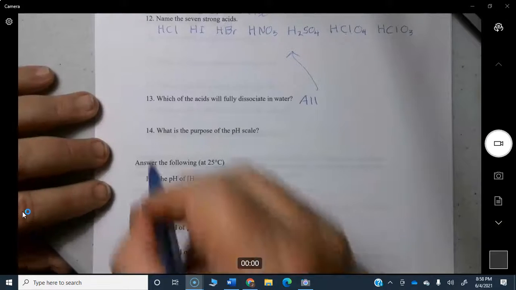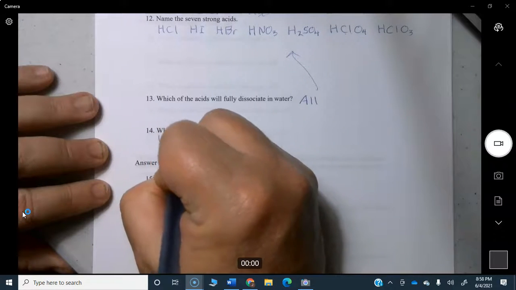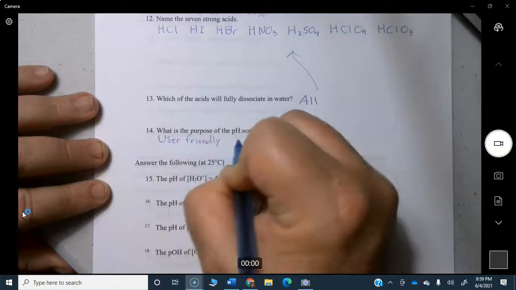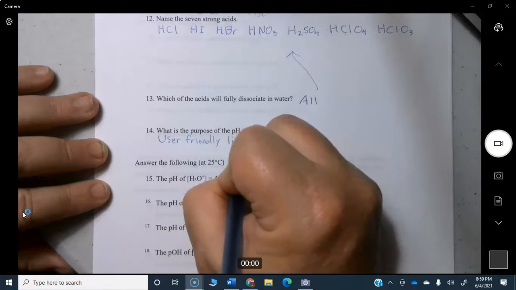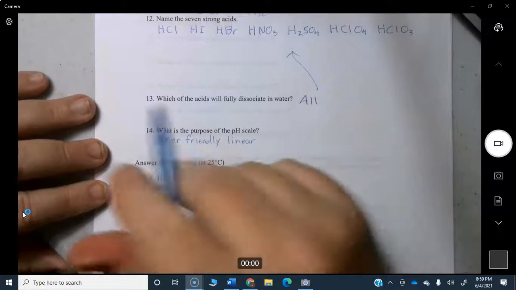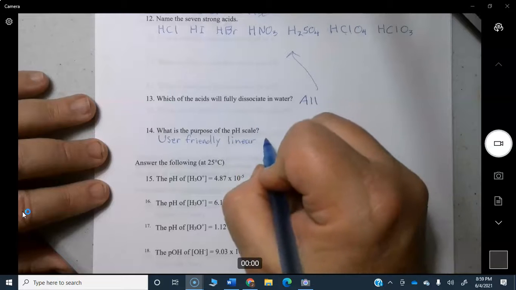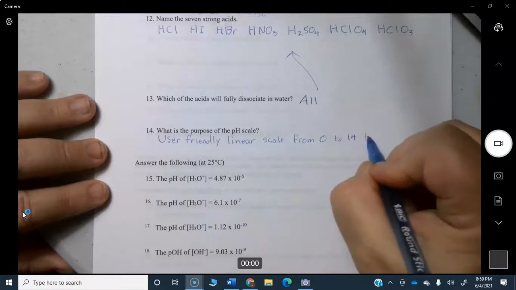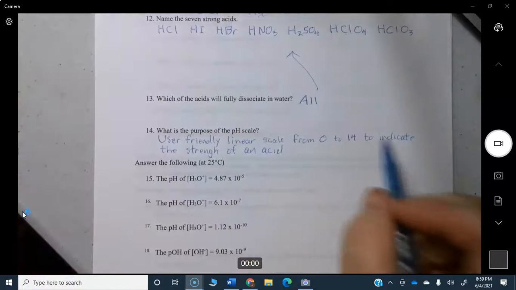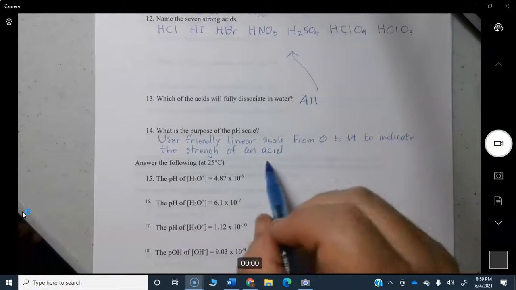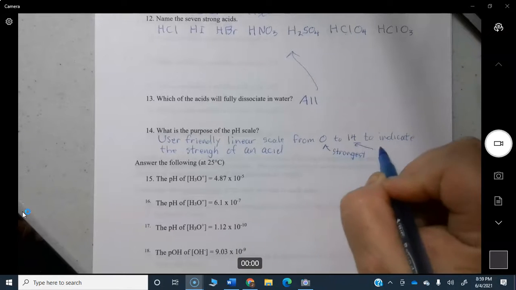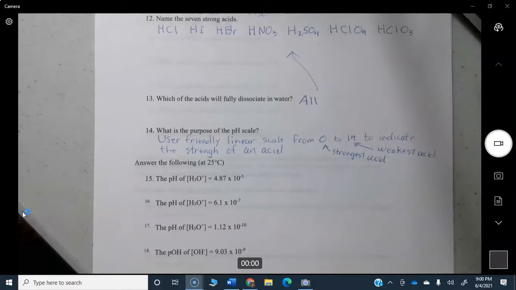What is the purpose of the pH scale? It's a user-friendly, linear scale, so it doesn't deal with exponents. It's a user-friendly linear scale from 0 to 14 to indicate the strength of an acid. So 0 is strongest, 14 is weakest. That's acid. And that's what it does.